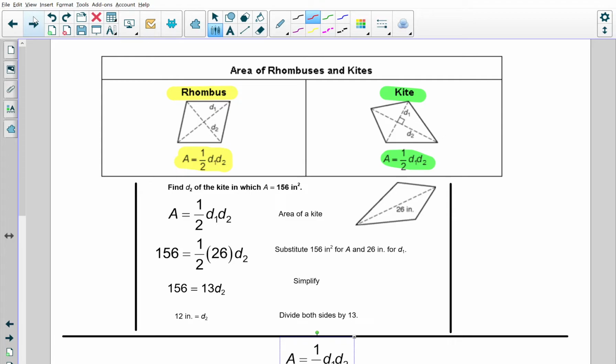Okay, here we are continuing with Chapter 1, area of rhombuses and kites. You see here, they're the same formula. Pretty interesting. In this example, they want you to find the second diagonal of a kite in which the area is 156 inches. So you take the formula, fill in what you know. If the area is 156 and diagonal 1 is 26, wham. Go through your steps of algebra and you get the answer. Pretty easy.